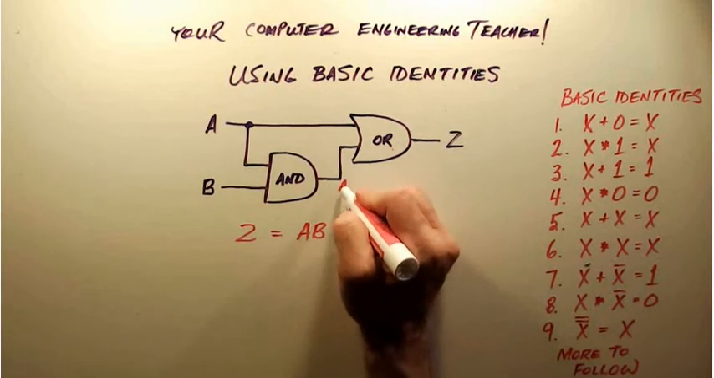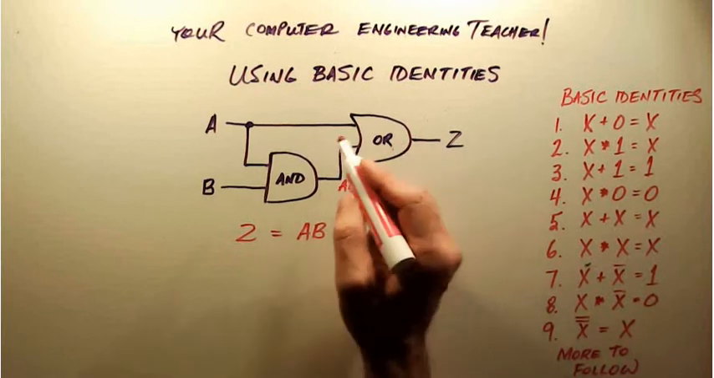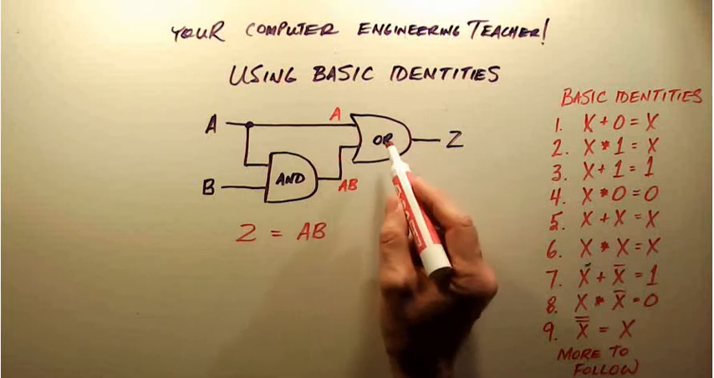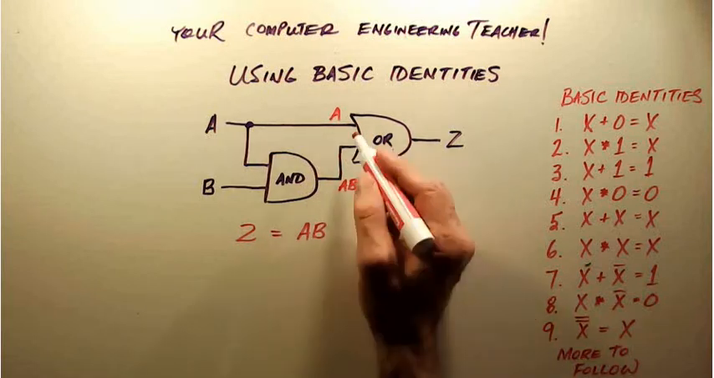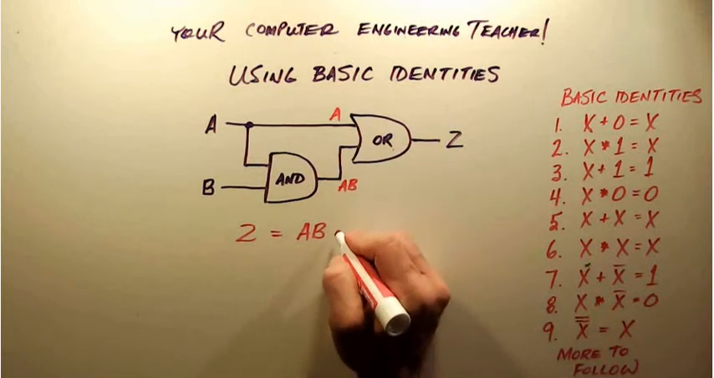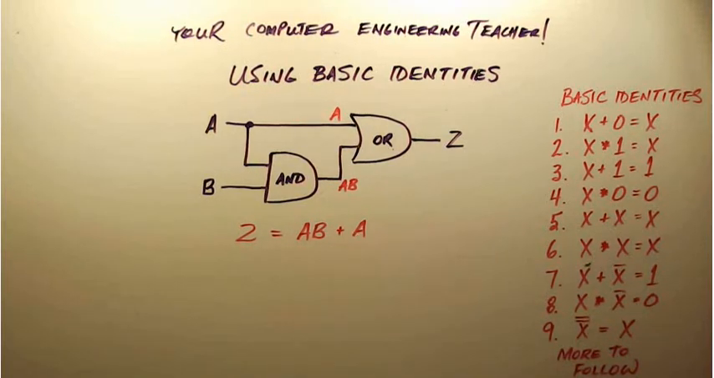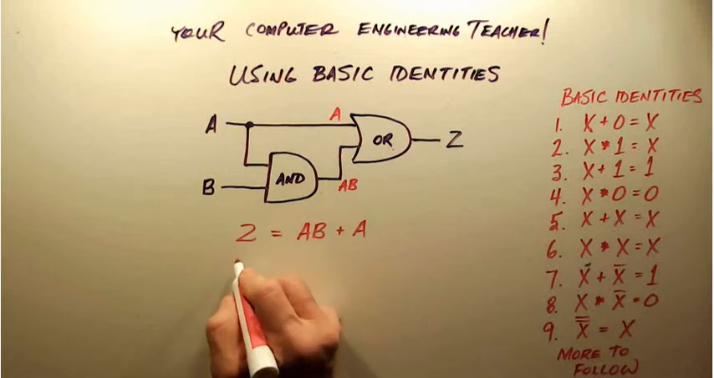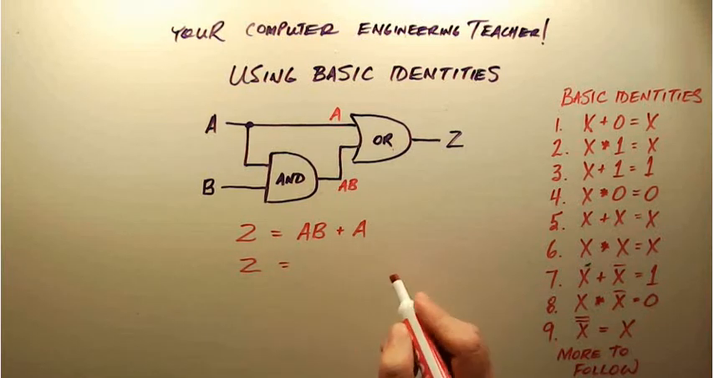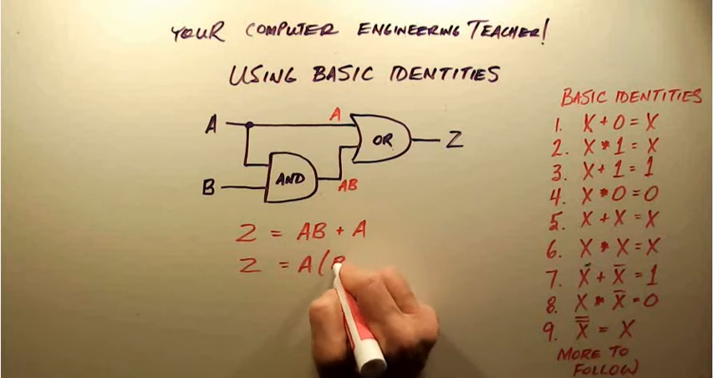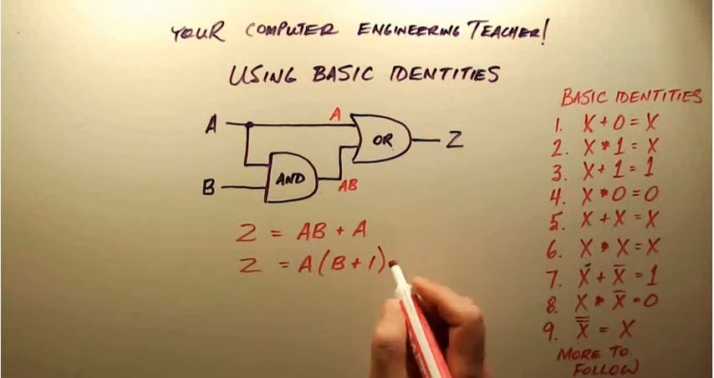Then the output goes into this OR gate. We've got A that also comes in here, and so we get AB ORed with A, so it looks like this, recalling that OR is represented by the plus sign. Then what I can do is I can take out a common factor. I can take out a common factor of A, and what I'm left with is just B plus 1.